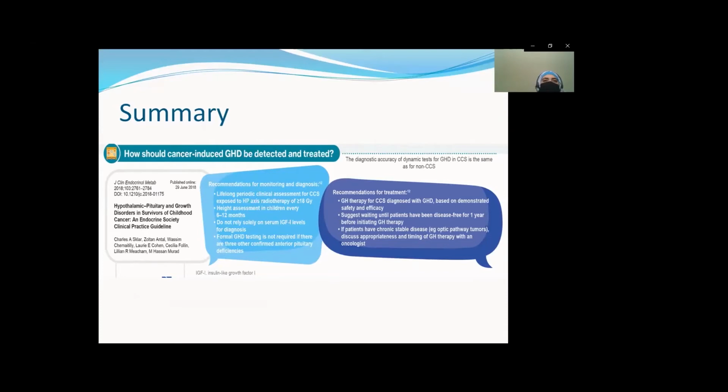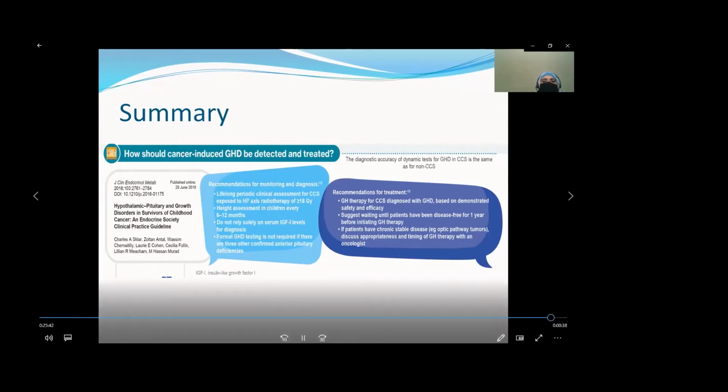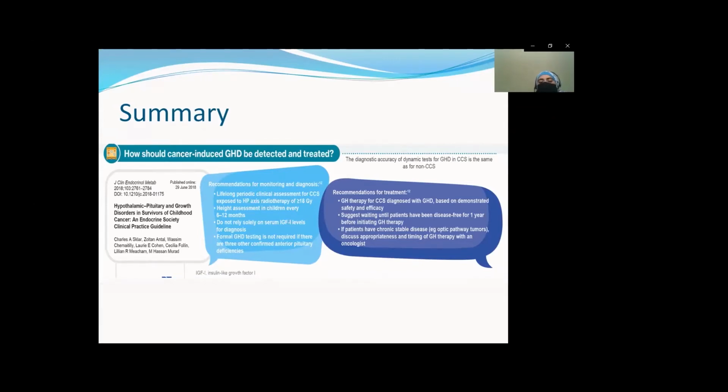People who have stable disease and are not considered completely disease-free can be given growth hormone by discussing that with their oncologist and assessing the risk overall. Also, the efficacy and the monitoring of growth hormone therapy in these children is the same as you would do in a child who does not have a past history of childhood cancer.